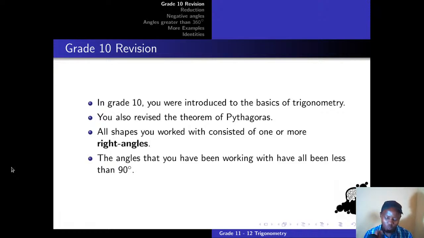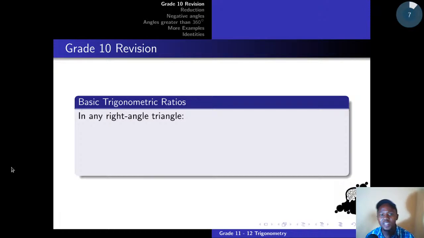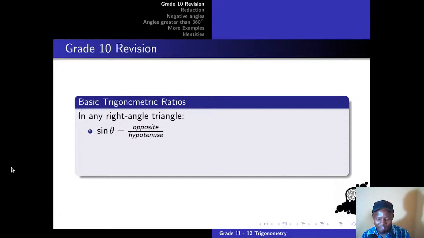All of the angles that you've been working with in grade 10 have been less than 90 degrees. In other words, all of the angles that you were working with were acute angles. Now, the basic trigonometric ratios that you were introduced to in grade 10, you were told that a sine of theta can be expressed as the opposite over the hypotenuse. Now, theta in this case is an acute angle. Theta is an angle which is less than 90 degrees. Meaning, if we have an angle which is greater than 90 degrees, we cannot use the sine trig ratio.